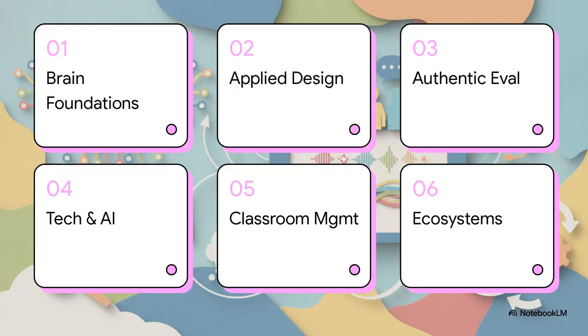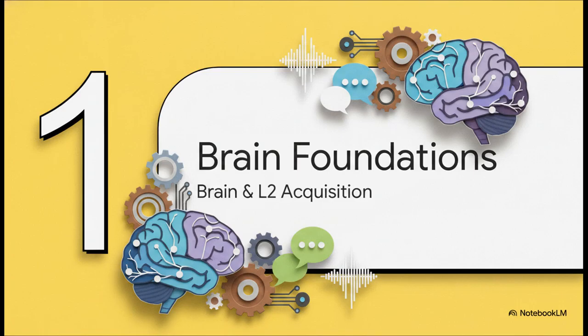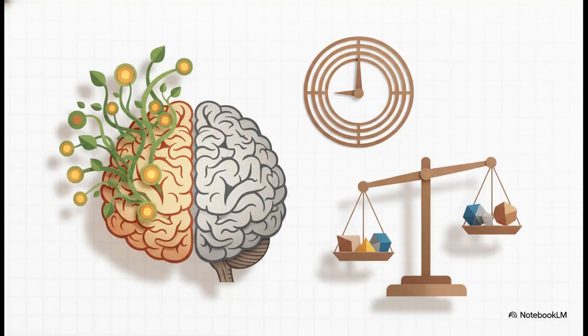Here's our roadmap for today. We'll be covering 6 distinct modules: neuroscientific foundations, applied neurodidactics, authentic evaluation, technology and AI, classroom management, and lastly, learning ecosystems. Let's jump right into Module 1, Neuroscientific Foundations, the Brain and L2 Acquisition. Look, you really can't optimize a system if you don't understand its core engine, right? We are moving away from abstract theories here and getting into tangible biology.